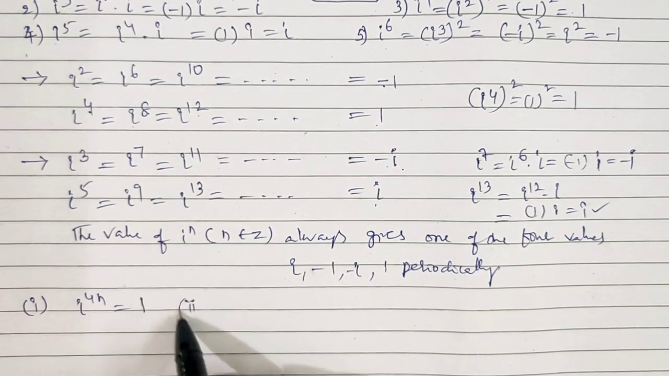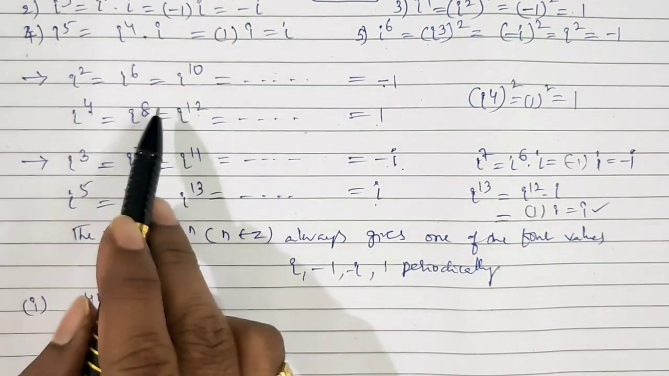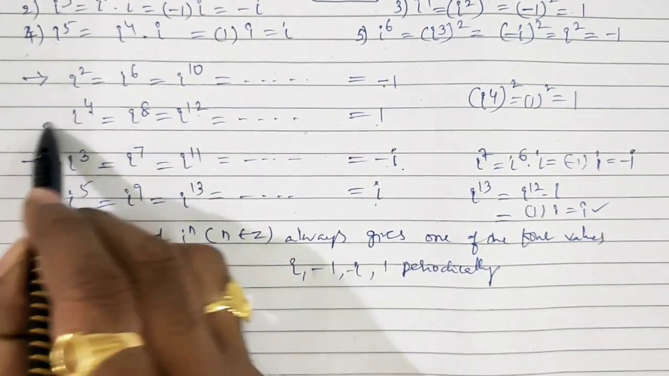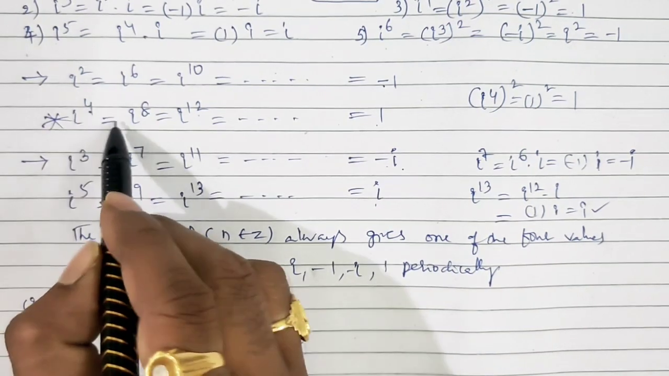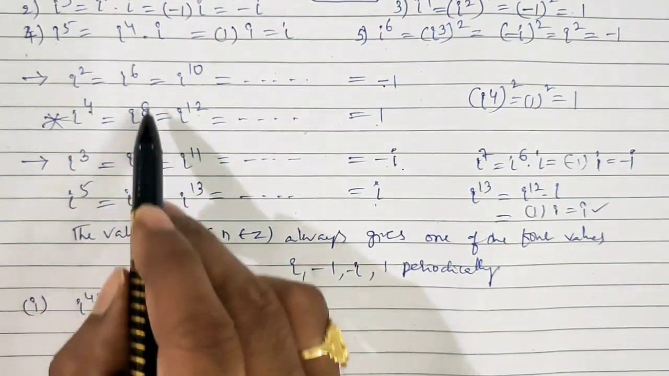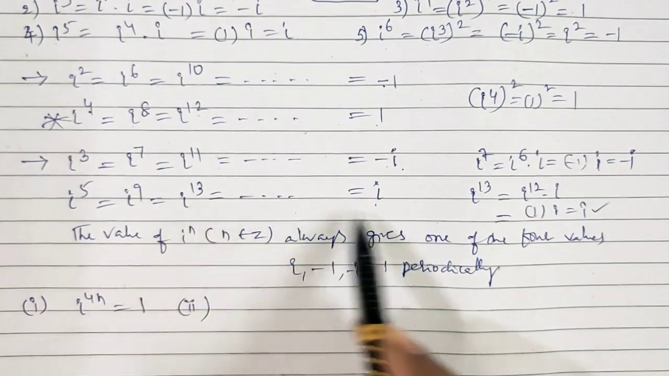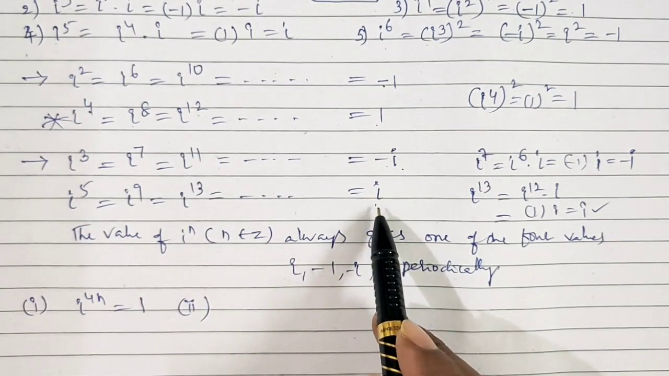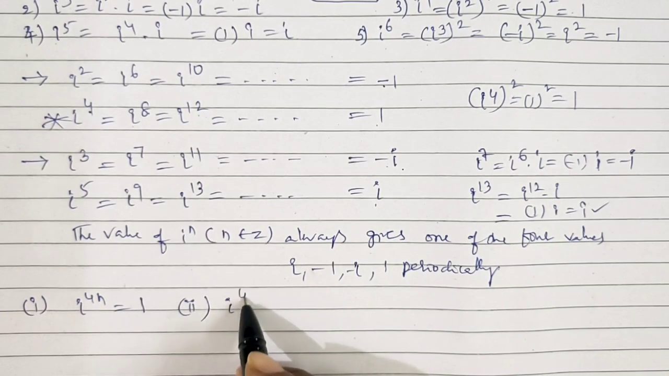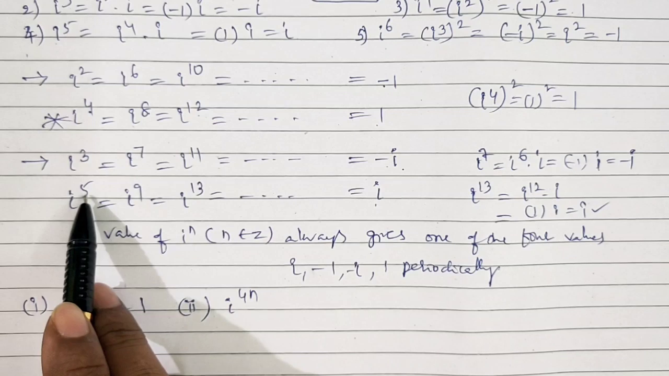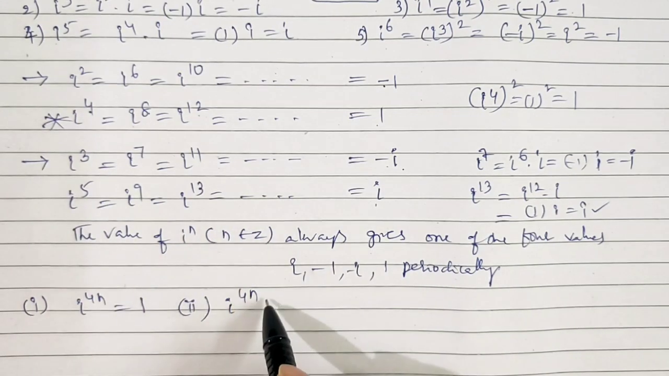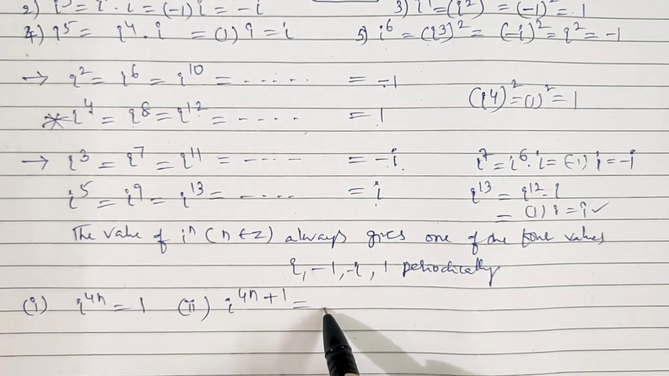Next, second one. If you add 1 to the power of these iota values, we get i power 5, i power 9, i power 13 and so on. What is the result here? i. So here if you divide these powers by 4, we always get remainder 1. So i power 4n plus 1 form, we get in this case the result as iota i.